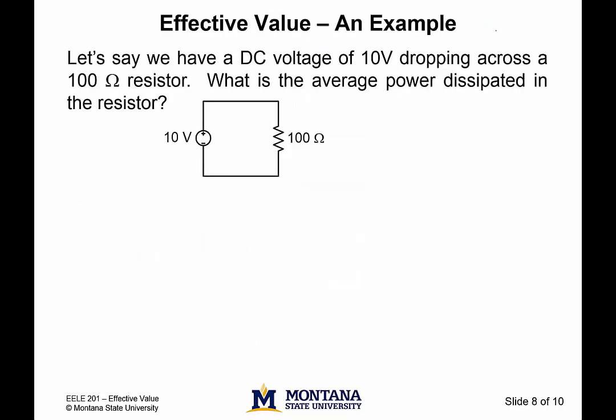As a quick means to help solidify our understanding, let's consider the following very simple example. Let's assume that we have a 100 ohm resistor with a 10 volt drop across it as shown. What is the average power dissipated in the resistor? Pause the video and make that quick calculation. V squared over R yields a convenient 1 watt of power in this case.